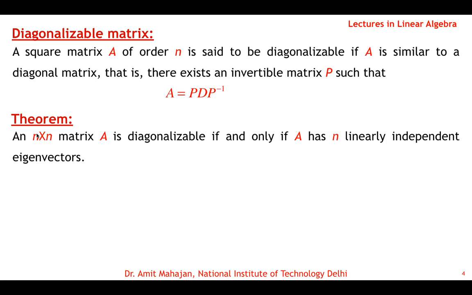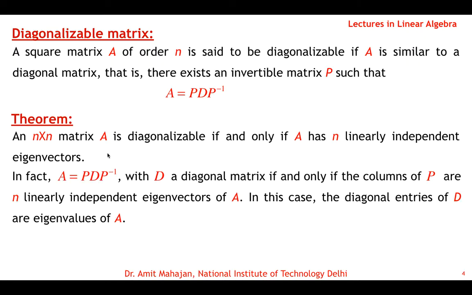So we know that if you are given an n by n matrix, it will have n eigenvalues, but not necessarily the same number of eigenvectors. If you have a repeated eigenvalue, then it may have a smaller eigenspace. So the geometric multiplicity may not be same as algebraic multiplicity. But if it is diagonalizable, then geometric multiplicity will be equal to algebraic multiplicity for each eigenvalue.